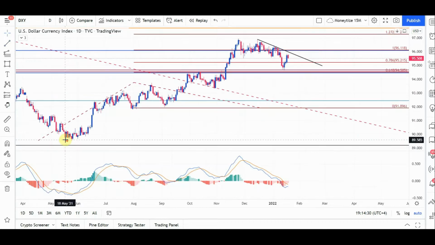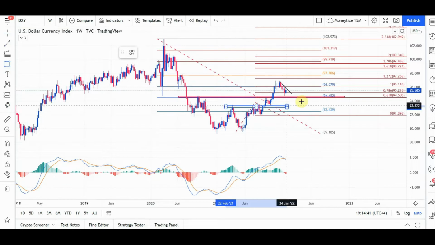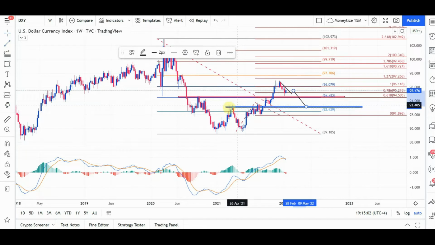Another thing which I've mentioned in the text format is, if we count the weekly structure, this area I've mentioned in the weekly text format: if the DXY market breaks below 94.5, then we can expect it to reach 93.15, the next level of support. Ultimately, I'm expecting it to remain bullish.